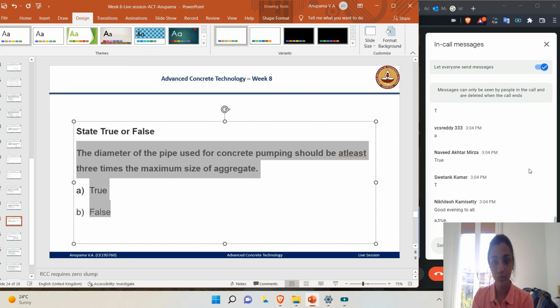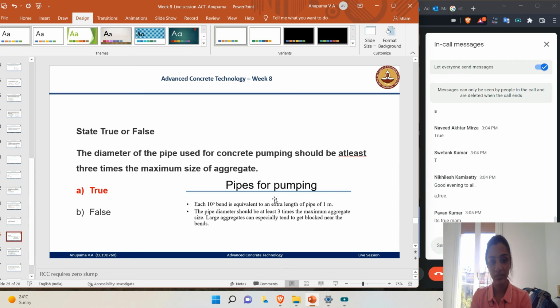There is option A, true. Any other comments from your end? Anyone? Okay. Thanks, Pavan. So the correct answer is true. This is a screenshot of the slide. It states that the pipe diameter should be at least 3 times the maximum aggregate size. So dia has to be 3 into the maximum aggregate size. At least. Could be more, but at least it has to be like that. That is for facilitating effective pumping, otherwise there will be clogging and there will not be effective pumping happening.